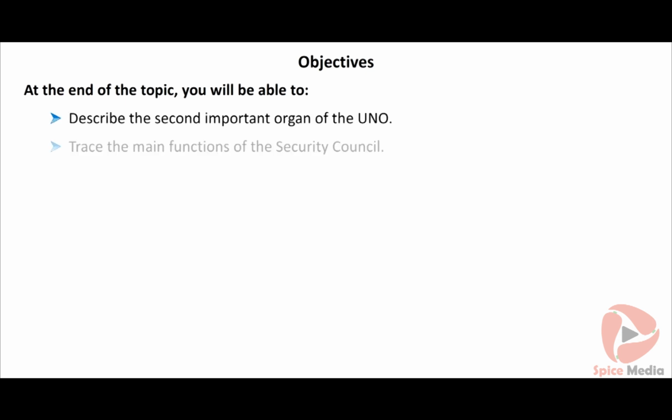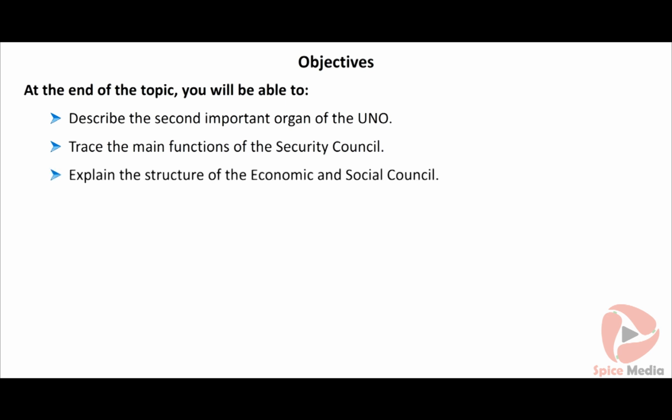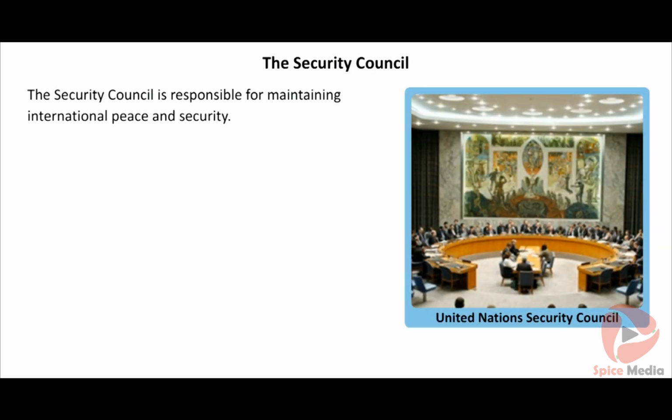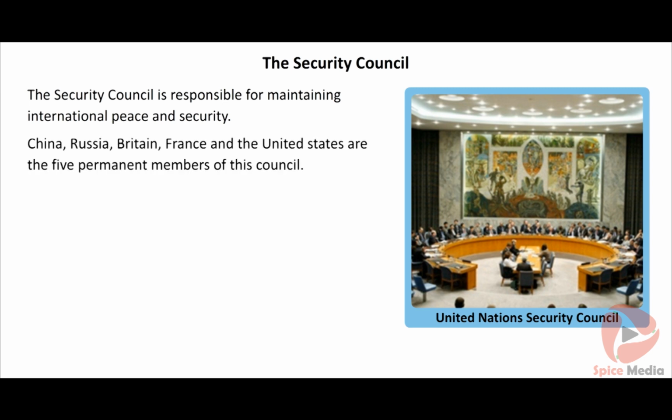of the UNO, trace the main functions of the Security Council, explain the structure of the Economic and Social Council. The Security Council is responsible for maintaining international peace and security. China, Russia, Britain, France, and the United States are the 5 permanent members of this council. These members have the veto power on any decision taken by the council.